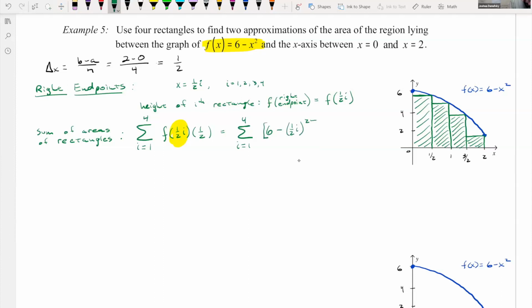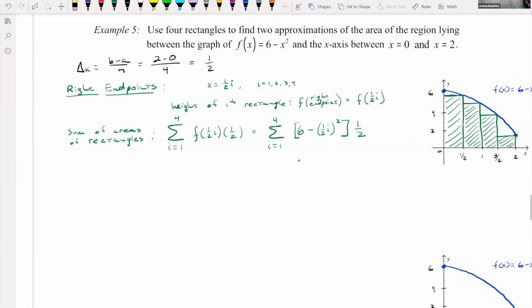Okay, this isn't any more complicated than taking an x value and plugging it into your function to get the height of that rectangle. And from there, we have to multiply by 1/2 because that's the width. So again, this is the height, this is the width of our ith rectangle, right? Of the ith rectangle. Then we can do it for i equals 1, i equals 2, and so on and so forth. So we're going to continue simplifying this.